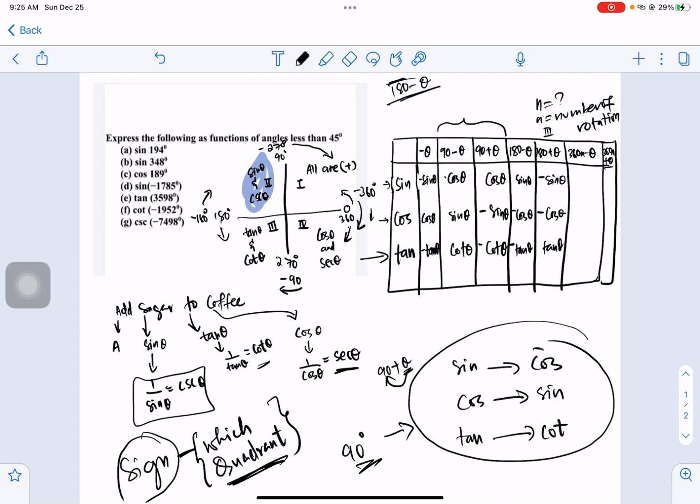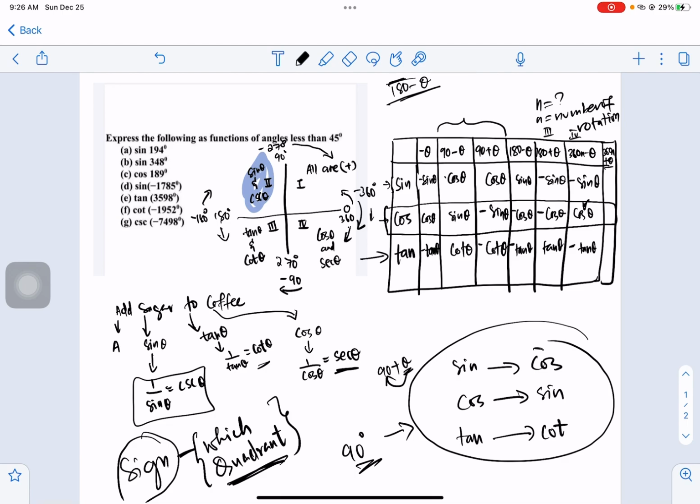It is less than 360, so less than 360 means quadrant 4. In quadrant 4, cos is positive. So only your cos here is positive. Right, so cos theta, you have tan theta, you have sine theta. So only cos is positive, hence the others will be negative.